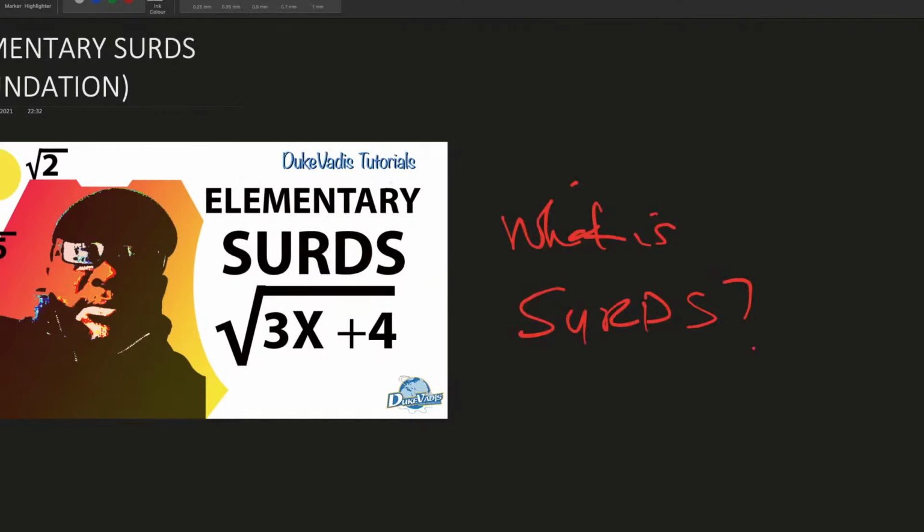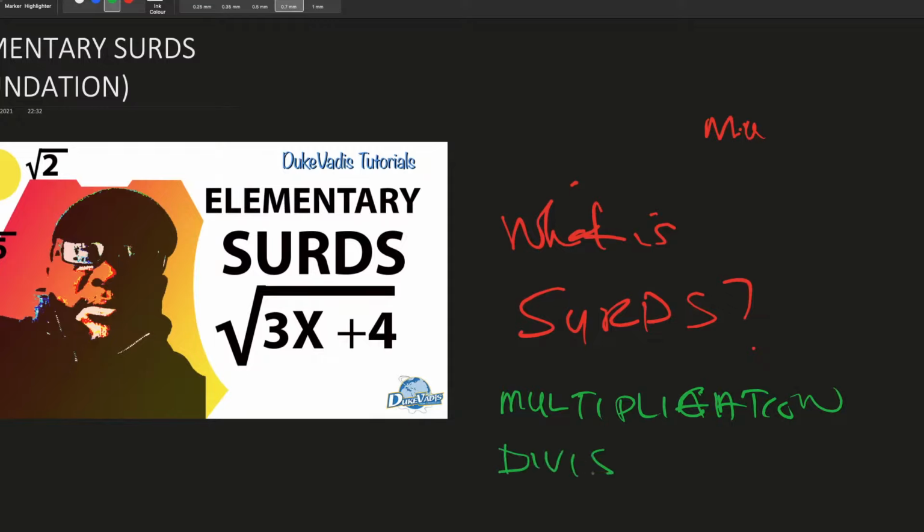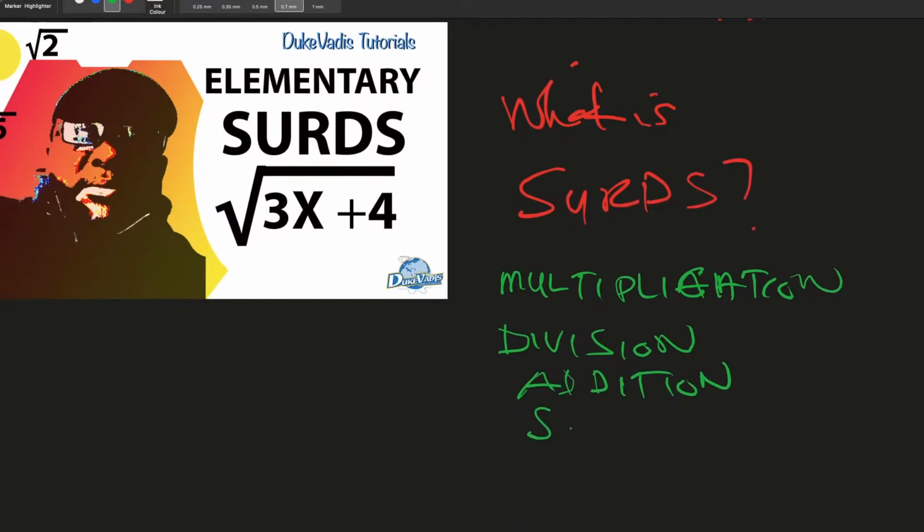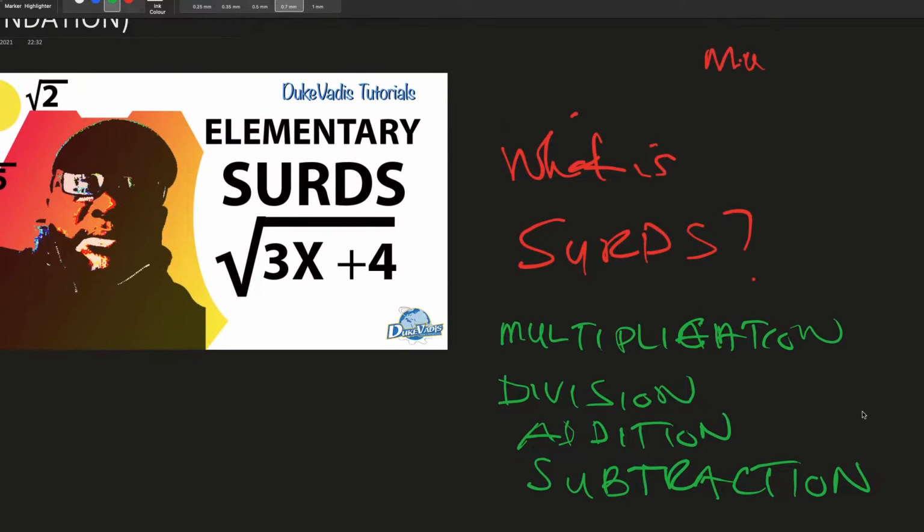Today, we started talking about sets right from scratch, and we explained a few things about sets. We talked about multiplication of sets, and we talked about division, and we talked about addition and subtraction. So today we are going to expand on multiplication, division, addition and subtraction.